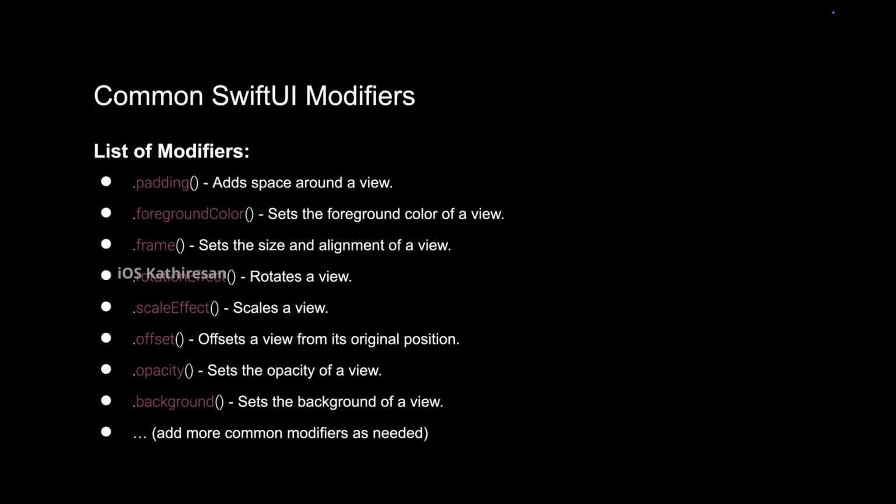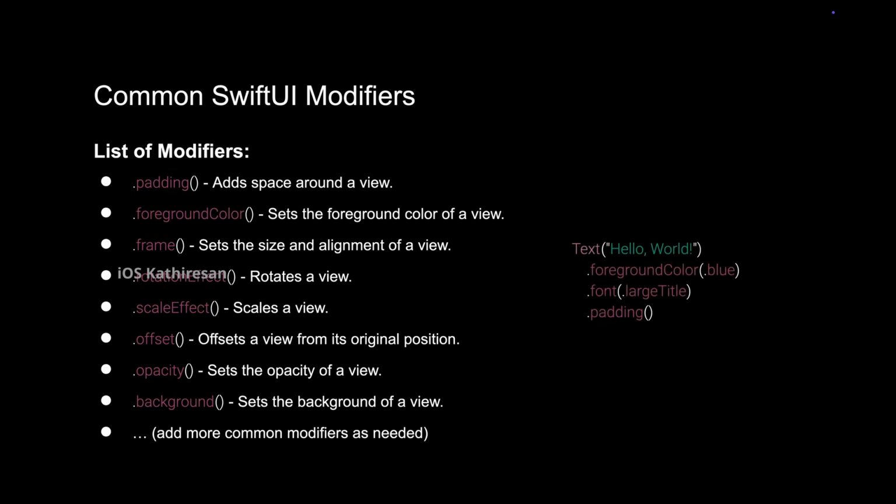Padding means we are giving space around the view. Foreground color sets the foreground color for the view. Frame is something we already used in UIKit; in the same way, we set the size and alignment for the view. With the rotation effect we can rotate the view. With the scale effect we can zoom the view in and out. Then there are offset, opacity and background. Background also means we are changing the background color, updating the UI for that particular view's background.